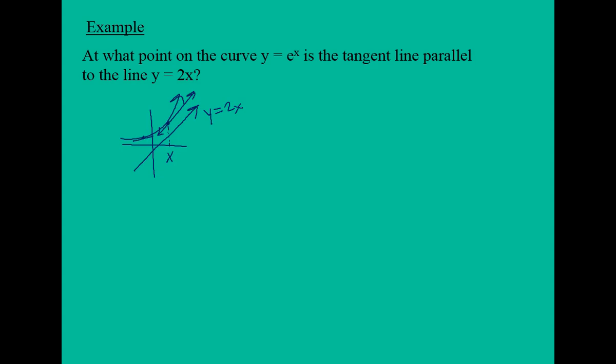We want the slope of the tangent line, so we need to find the derivative of our function. The derivative of e to the x is e to the x. That gives us the slope of our tangent lines. The slope of the line y equals 2x we know is 2. And we want the slope of our tangent line to be 2, so we're going to set e to the x equal to 2. Now if we solve by taking the natural log of both sides, when we take the natural log of e to the x, that just equals x. So we get ln of 2.